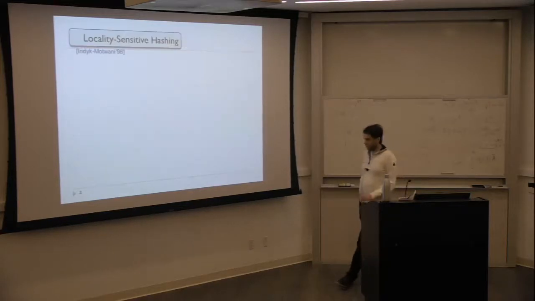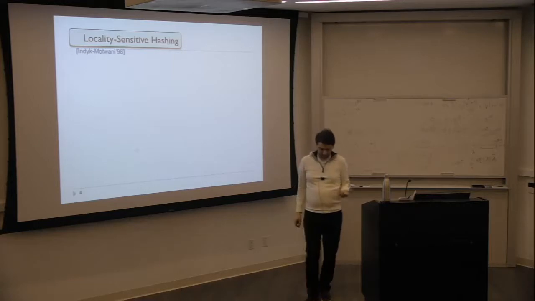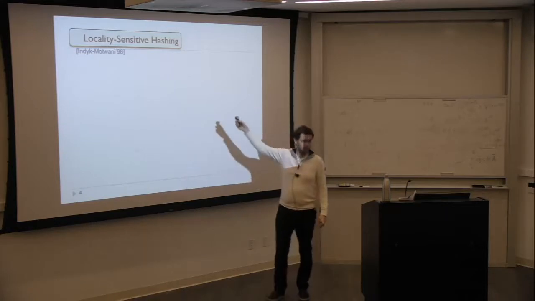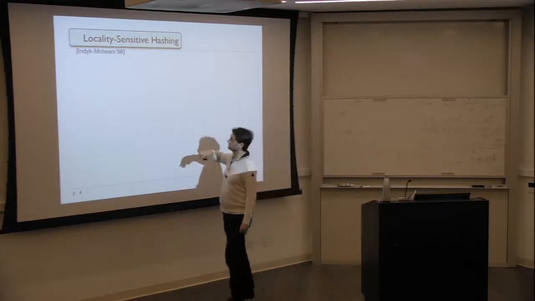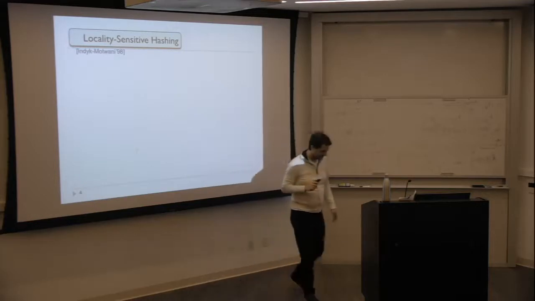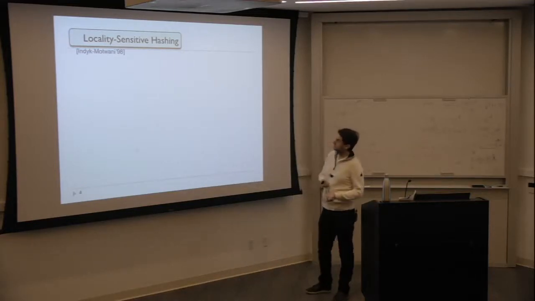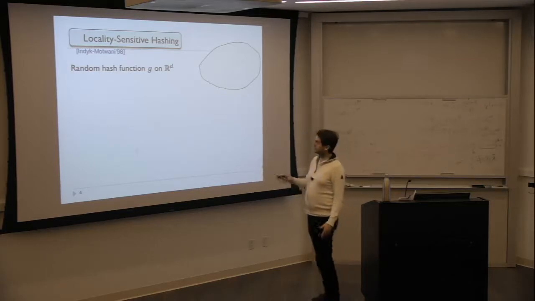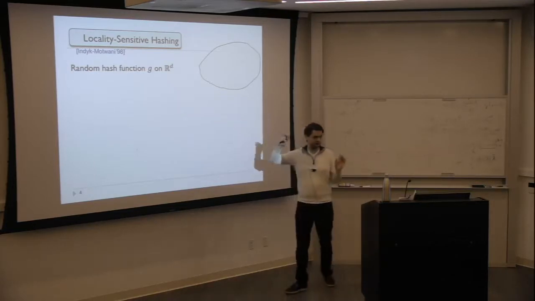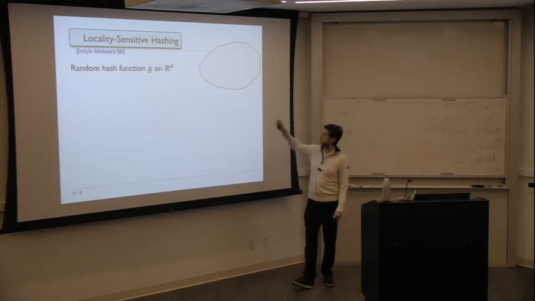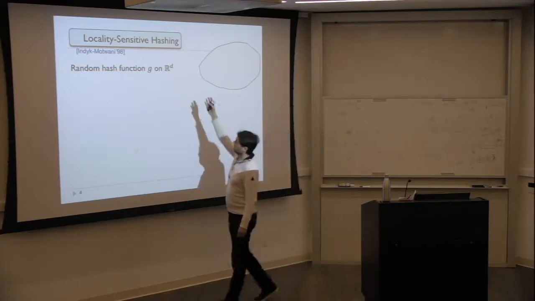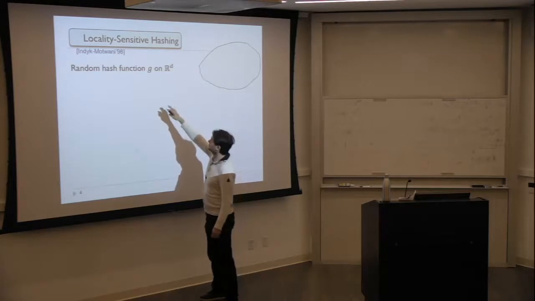Basically, the technique that gave these sublinear query time algorithms is based on this notion of space partitions, and one of the central ones is what is called locality sensitive hashing, introduced by Indyk and Motwani back in '98. Basically, it's a space partition, or equivalently, a random hash function defined on our space. Let's think of the space now as being Euclidean space. This blob is our Euclidean space. So locality sensitive hashing is a random hash function G defined on this space.